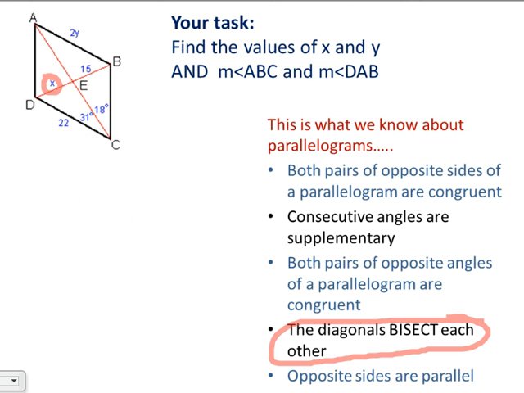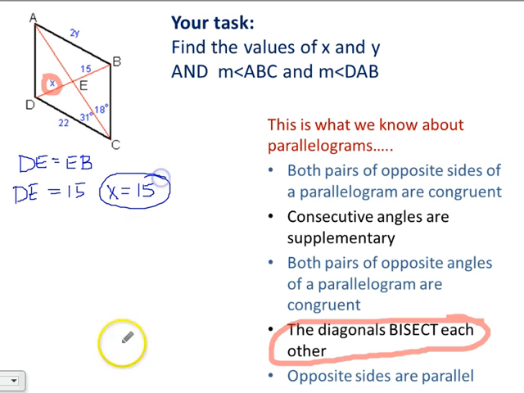So we know that segment DE has to be congruent to segment EB because we know that the diagonals bisect one another. We know EB is 15, so that means that DE must also be 15. So that just allowed us to find our value of x. So we did that. What about y? Can we solve for y?